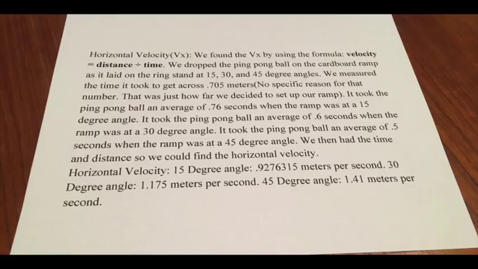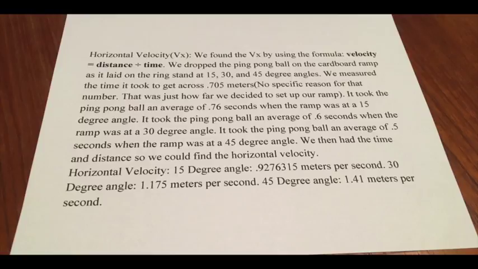We measured the time it took to get across 0.705 meters, which was the distance we chose to use. It took the ping pong ball an average of 0.76 seconds when the ramp was at a 15 degree angle. It took the ping pong ball an average of 0.6 seconds when the ramp was at a 30 degree angle, and it took the ping pong ball an average of 0.5 seconds when the ramp was at a 45 degree angle.